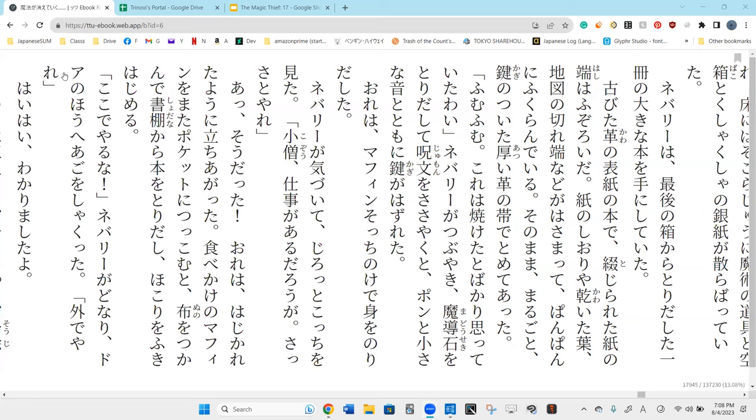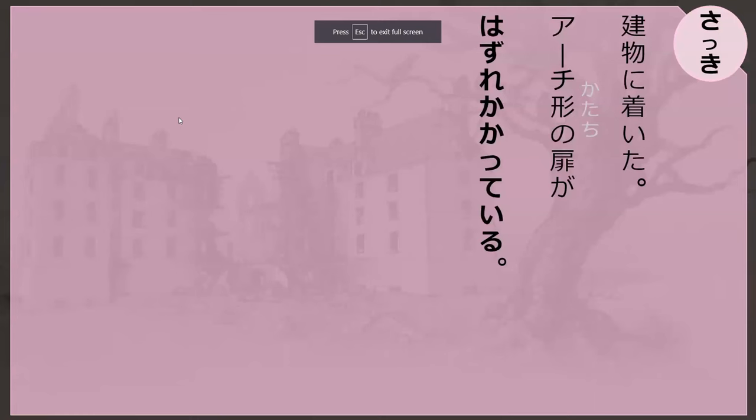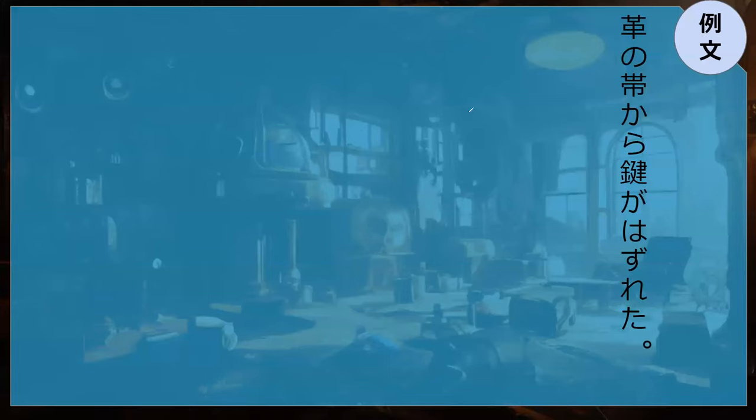Okay, now we'll be jumping over here to this. What does the bolded phrase mean? Hazure kakatte iru. It almost came off, but it still hangs on. It's out of place, but not completely. Perfect. So let's go read this example again.